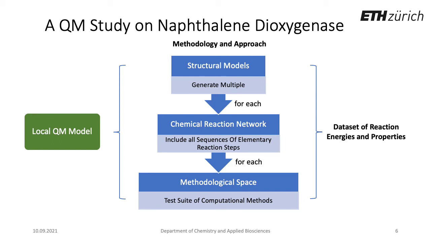Rieske dioxygenases. To exploit the previously mentioned advantages of our local model and also account for its difficulties, we first generated multiple structural active site models, where for each we sampled a space of chemical reactions, including all relevant elementary steps on the path to dioxygen activation and sequences thereof. For each elementary step, we tested a suite of computational methods. Overall, this yields us a very large dataset of reaction energies and properties for the respective elementary steps, from which we can extract contributions of the substrate to dioxygen activation.